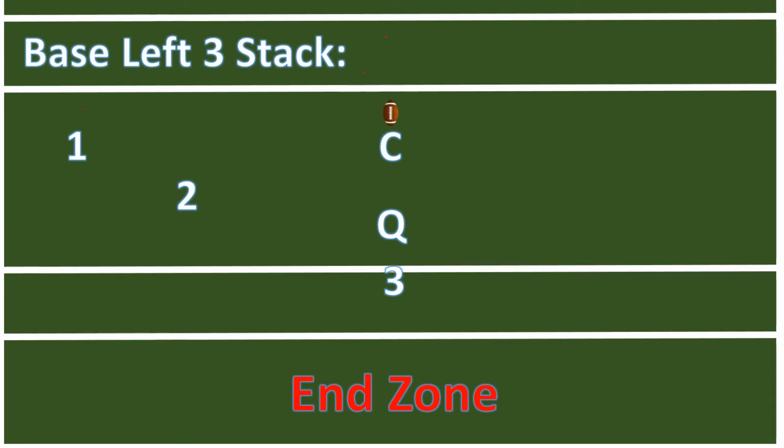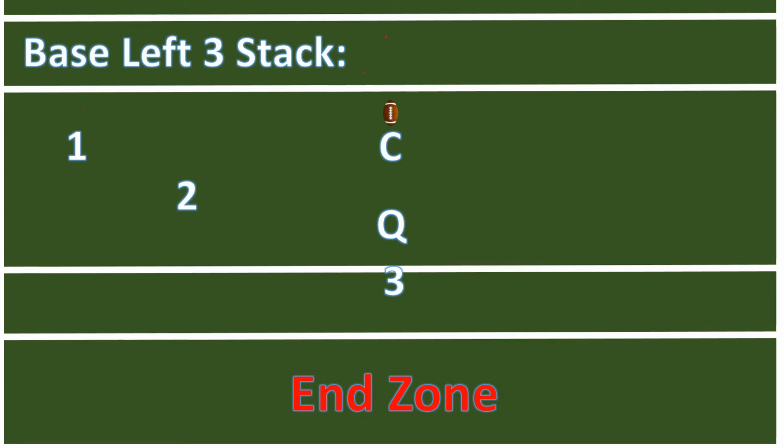So the first word we're going to look at is the word stack. Stack means to be behind somebody. So we want to take a look at how we can change our formation with just the word stack, and here it is. Our first formation is based off of base left. You look at it, this is base left, but all we've done is we've told the 3 to stack behind the quarterback. So we simply call this base left 3 stack.